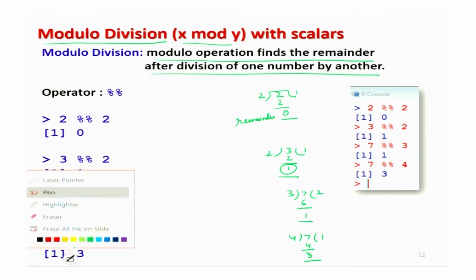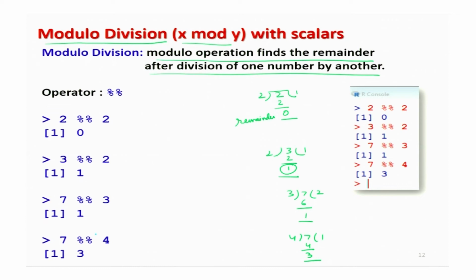What does this mean? When we are trying to divide 2 by 2, the remainder is 0. When we are trying to divide 3 by 2, the remainder is 1. When we try to divide 7 by 3, the remainder is 1. And when we try to divide 7 by 4, the remainder is 3, integer values. And this modulo division will provide these remainder values.